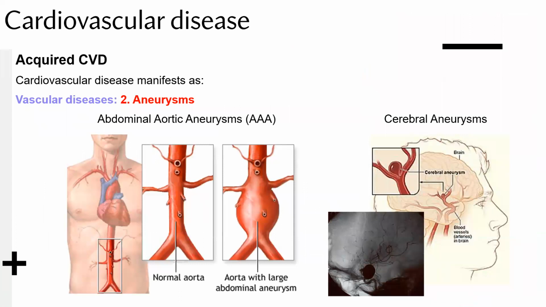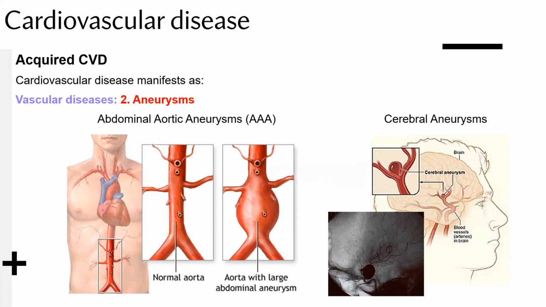So the second type of cardiovascular disease, which again falls under vascular diseases, is aneurysms. With aneurysms, you're typically dealing with a case where you have an enlargement of a certain region. Again, it's a narrow focal disease, so you have it happening in a certain region.